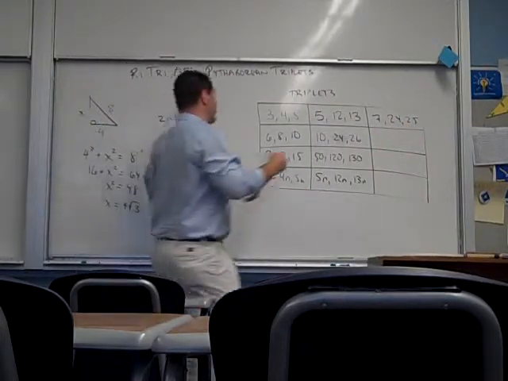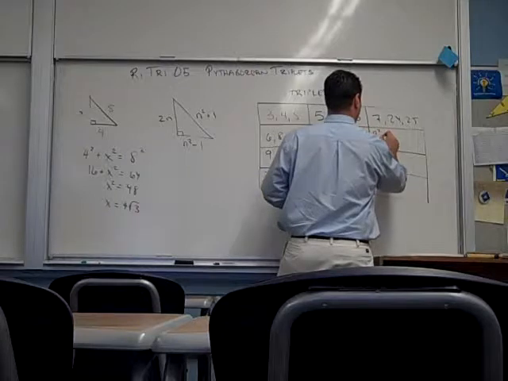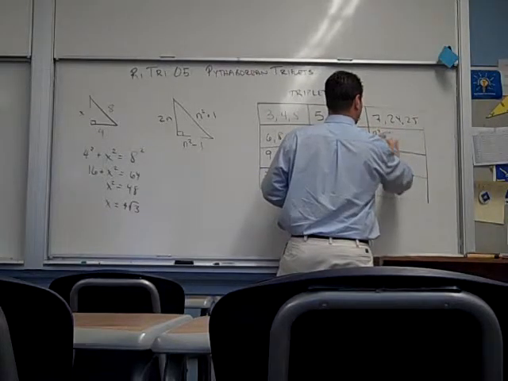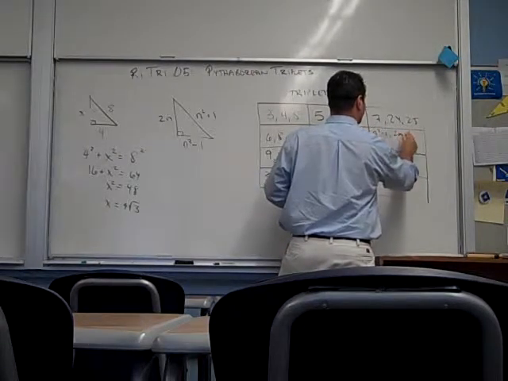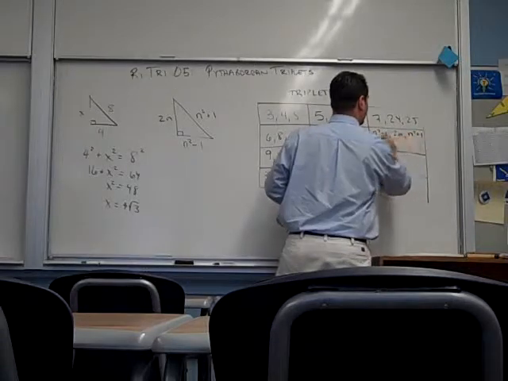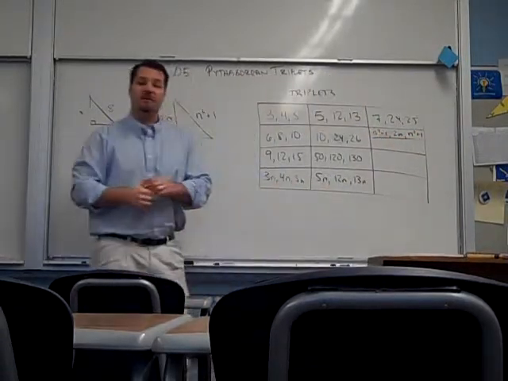So our formula for Plato is n squared minus 1, comma 2n, and n squared plus 1. That will find for you Pythagorean triplets anytime you wish.